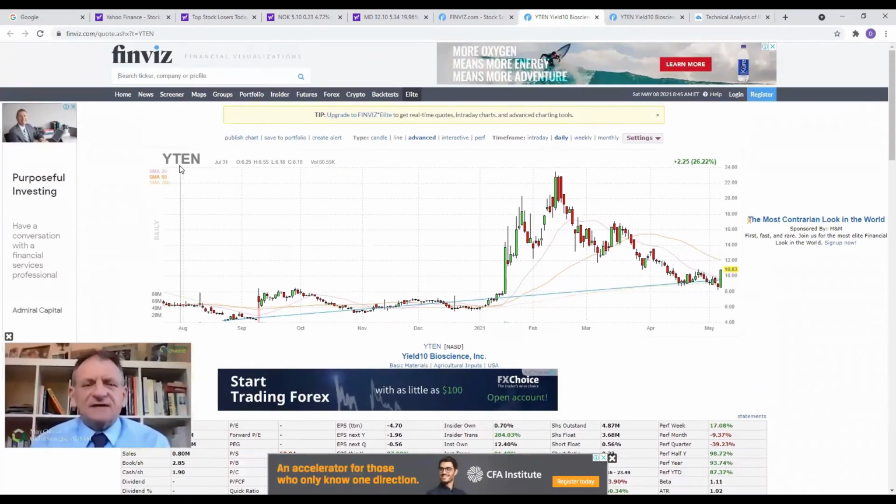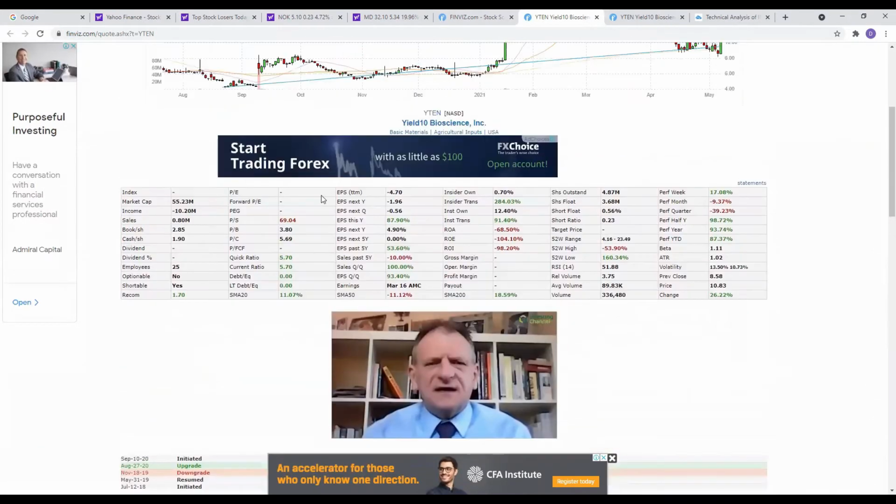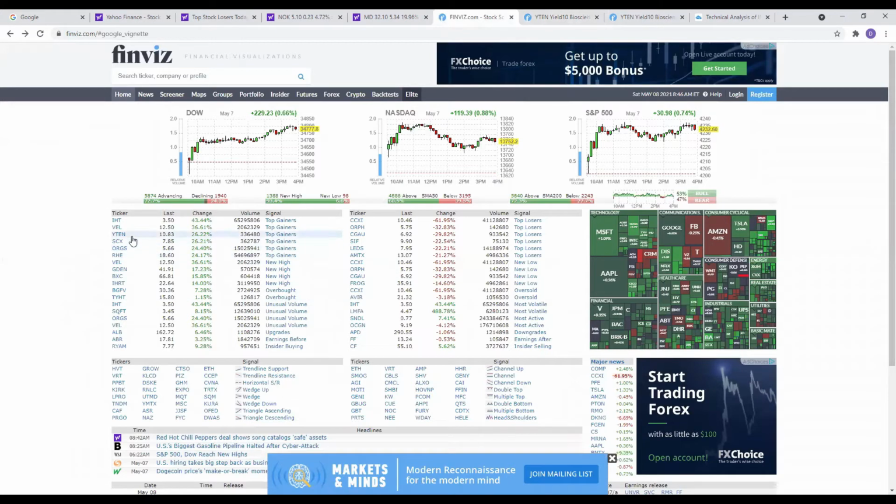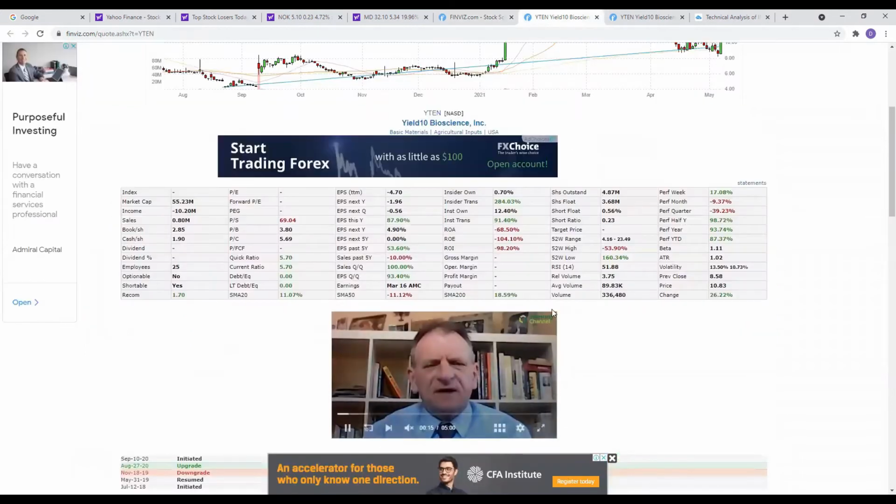This stock is YTEN. This stock is trading high on relative volume. So this stock, the price, it went up by 26%, and it is trading on high relative volume. This means there's a strong demand for this stock.